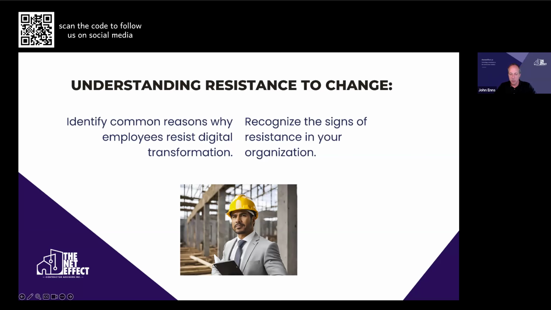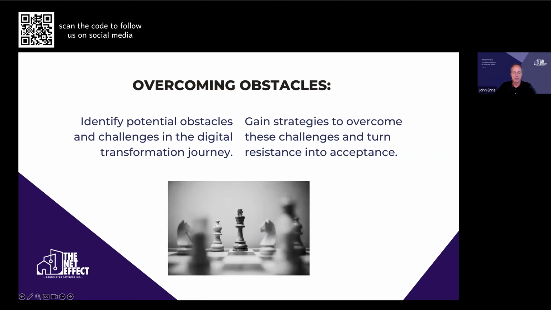Lack of understanding of what's actually happening. Insufficient training, that's also a key one. Job security concerns, previous negative experiences, and inadequate communication. For those of you that are taking notes. Oh, and we have cultural barriers and lack of involvement. On to the next slide. So identifying these obstacles and challenges in the digital transformation journey and gaining strategies.